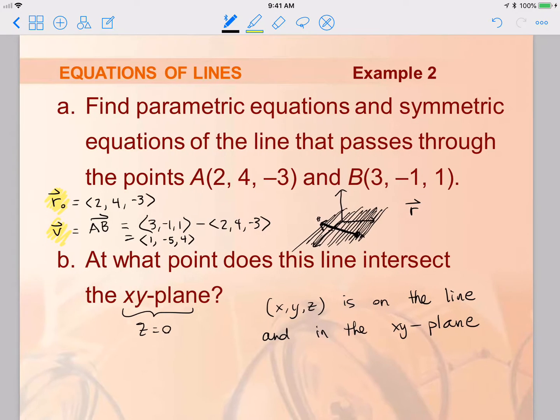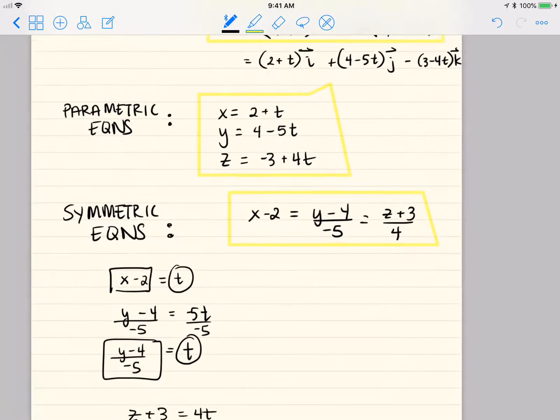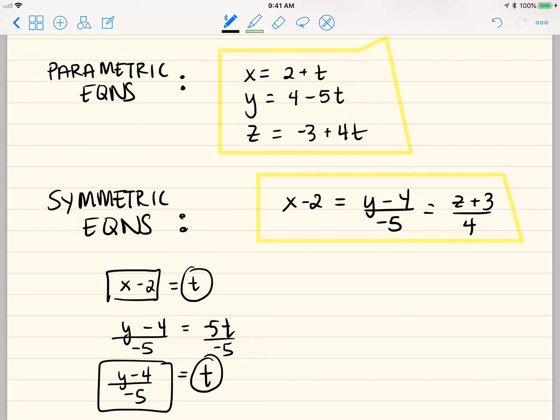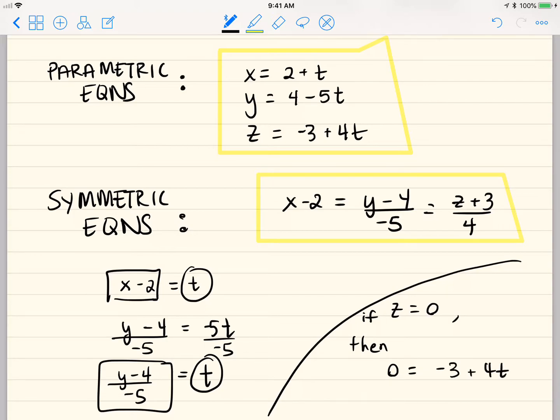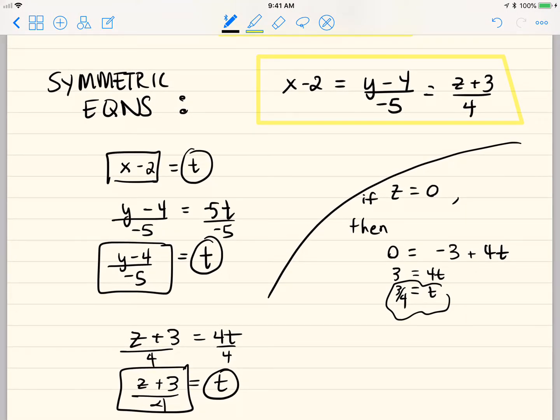that means that z better be equal to 0. But once we know that z better be equal to 0, we can use our parametric equations to say that if z equals 0, then 0 is equal to negative 3 plus 4t. So we can figure out at what time our line passes through the XY plane. Okay, so it must be 3 equals 4t. So t equals 3/4. Okay, so now I know when t equals 3/4, the magic happens, i.e. our line is intersecting the XY plane.